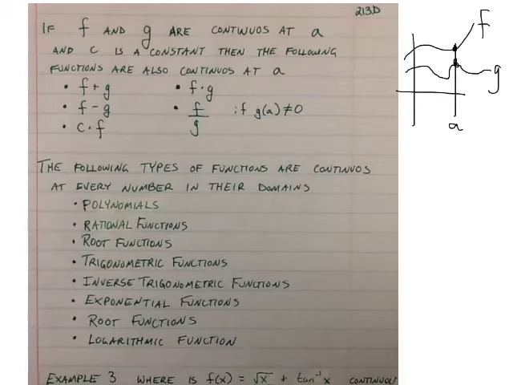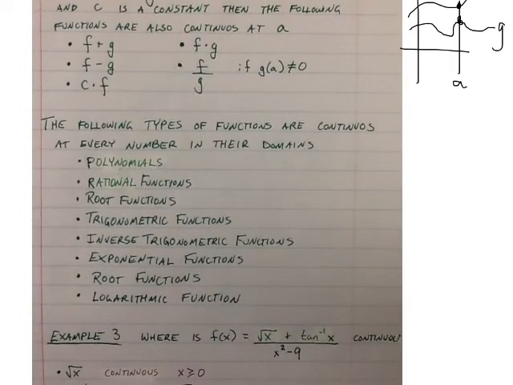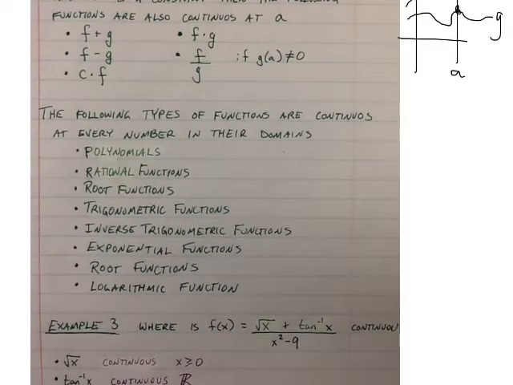It's important to know that there are several continuous functions, or functions that are continuous within their domain. All polynomials are continuous, and since their domain is all real numbers, you could say polynomials are continuous on all real numbers. There's also rational functions, root functions, trigonometric functions, inverse trig functions, exponentials, roots, and logarithms. Those are all continuous in their domain.